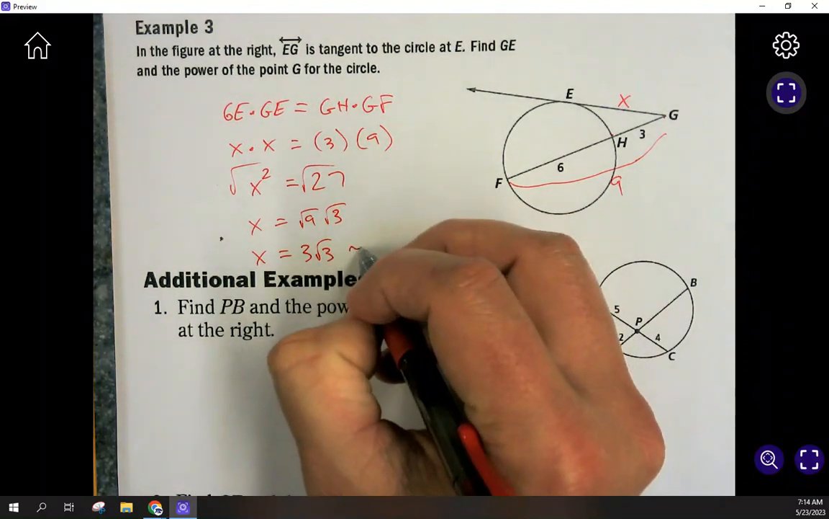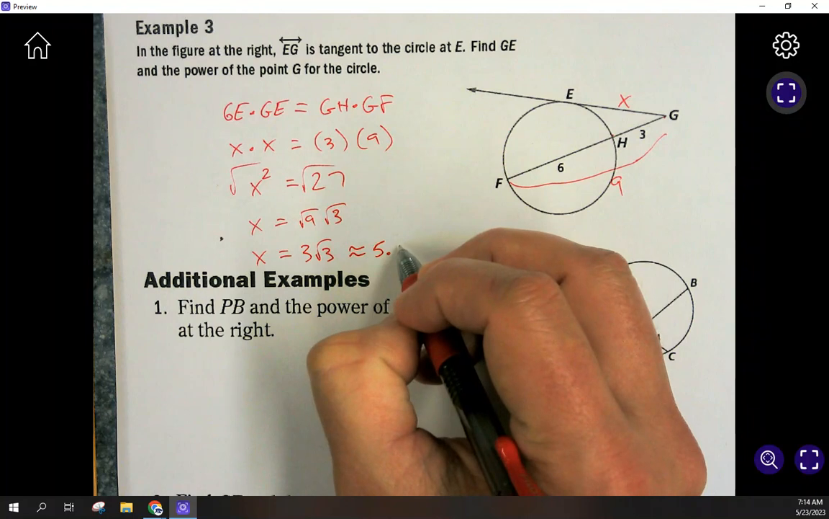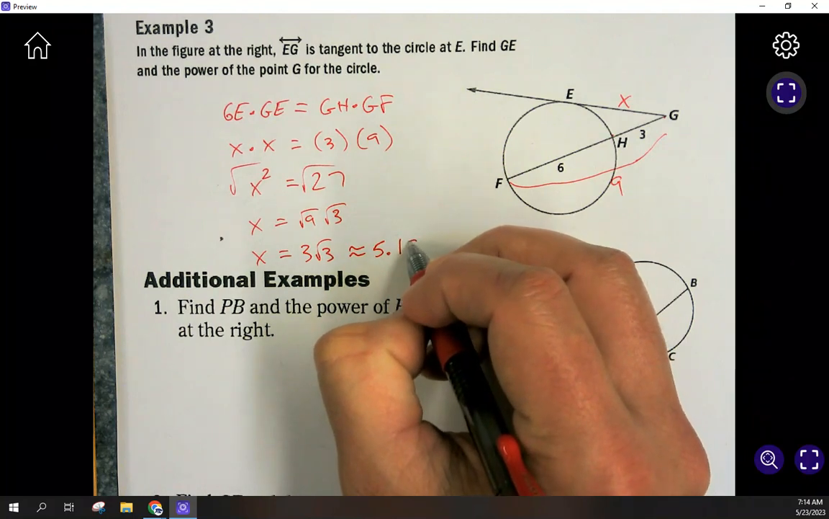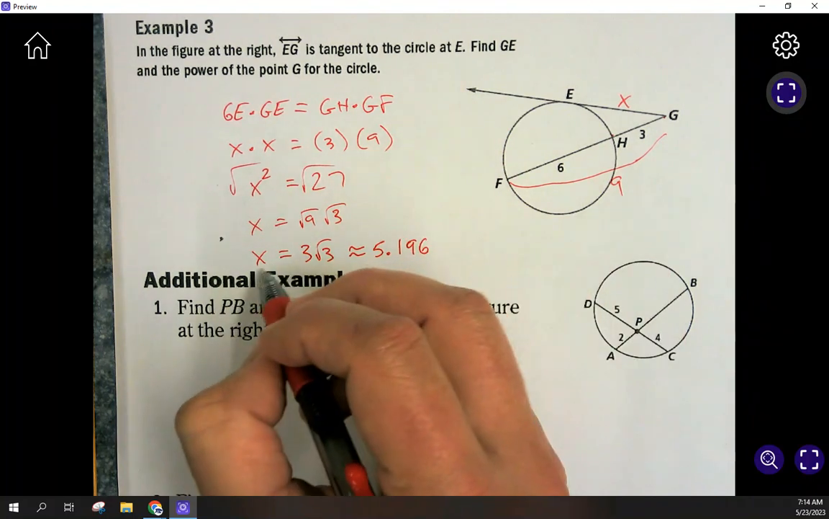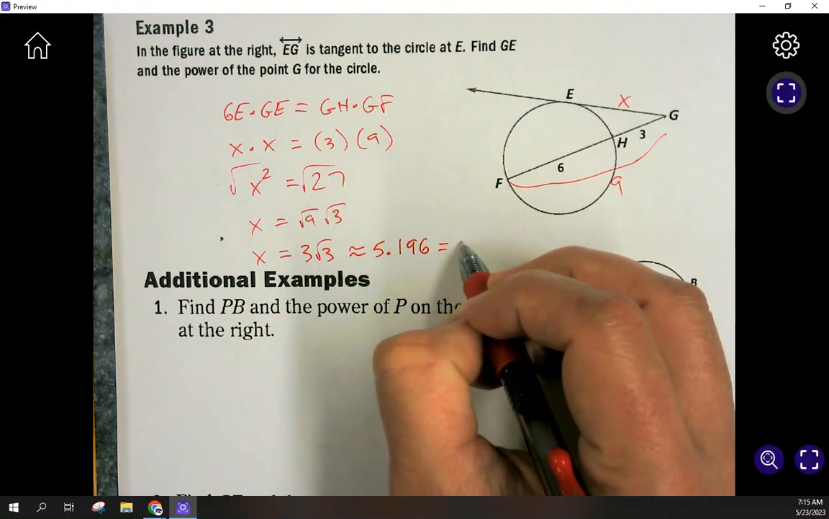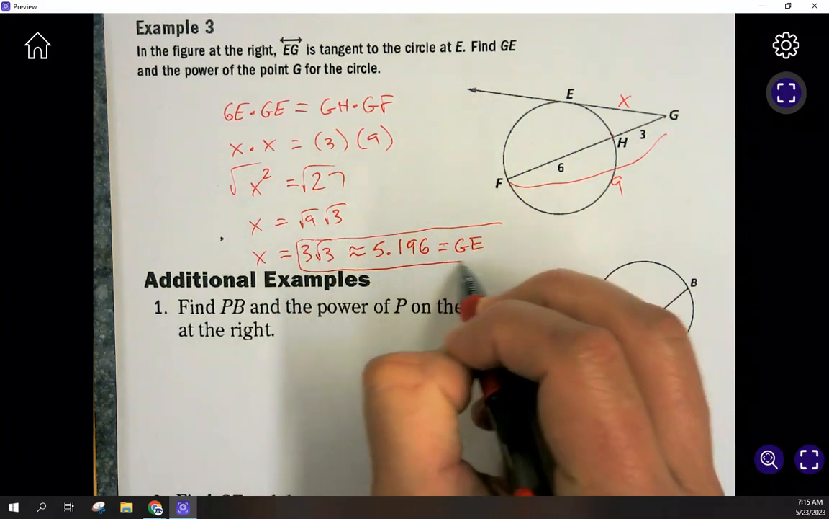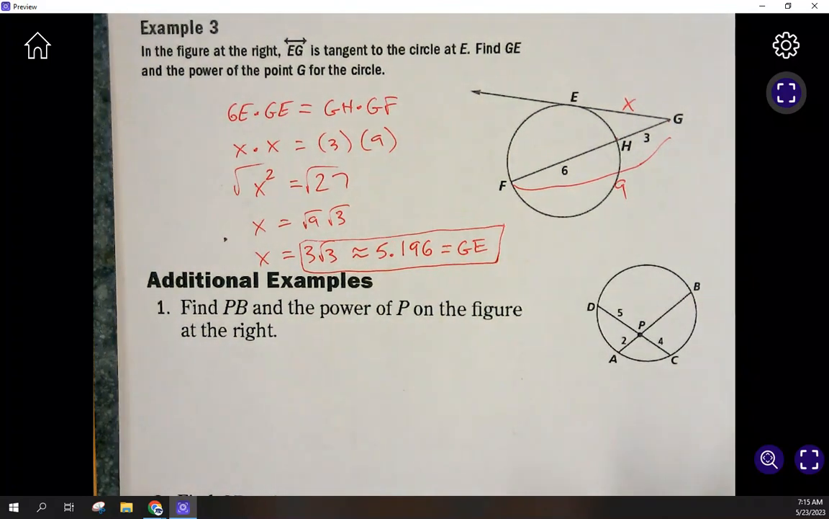And then using that same number, I'm going to go ahead and give the decimal version, 5.196 approximately. All right, and that was GE. 3 radical 3, approximately 5.196.